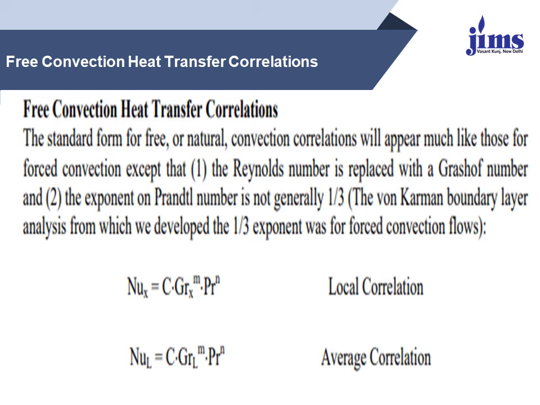But in case of free convection, the local Nusselt number is equal to C multiplied by the Grashof number to the power m, multiplied by the Prandtl number to the power n. This is the local correlation, and the average correlation is Nusselt number L equals C Gr L to the power m, multiplied by Prandtl number to the power n. These two relations are very important for calculating the local and average Nusselt number.